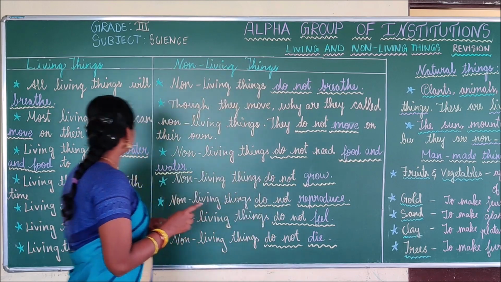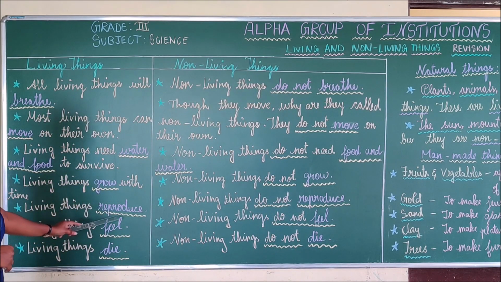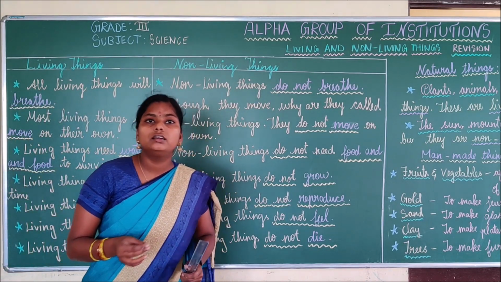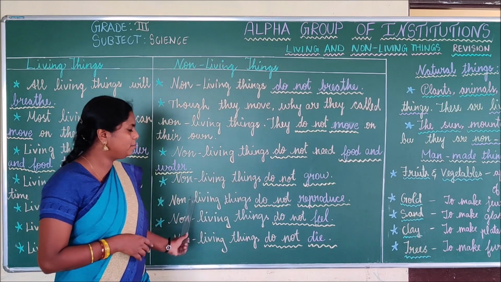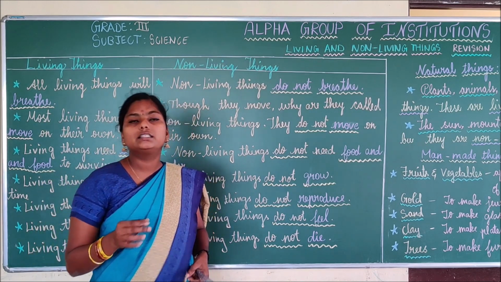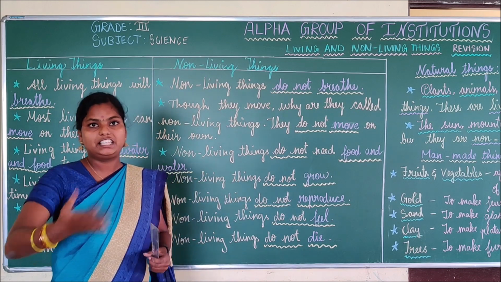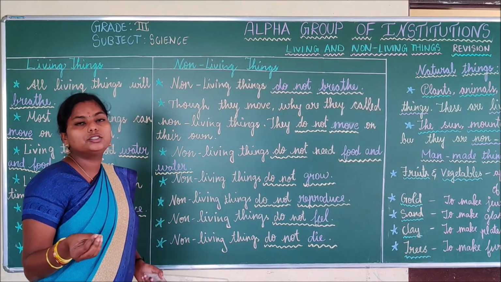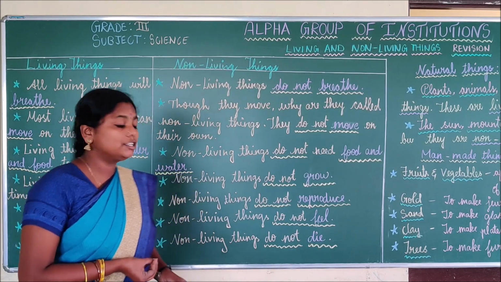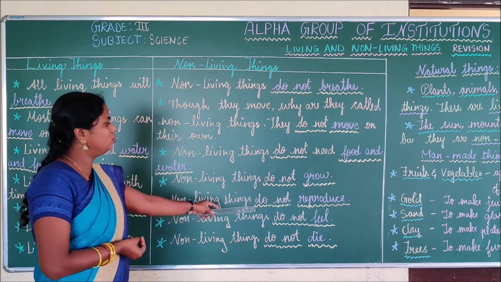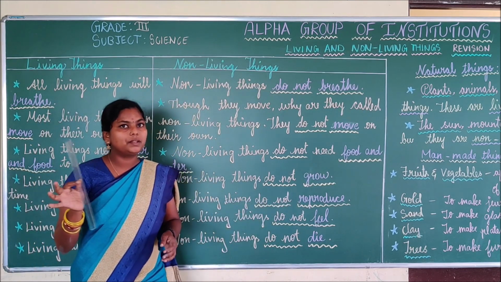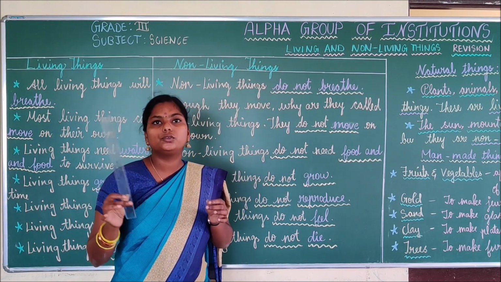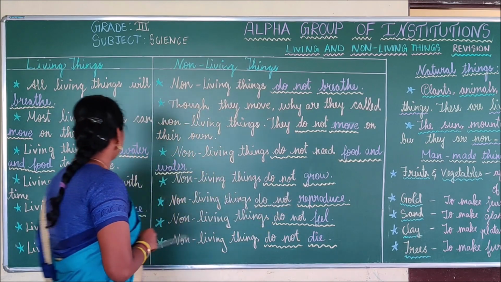Is it clear, students? The next one, living things reproduce. We already said a dog will give birth to a young puppy, a cat will give birth to a young kitten, a human being will give birth to little babies, and a small plant will give birth to small saplings. Is it clear, students? Non-living things do not reproduce. The same example I am going to give you: this scale is not going to give a little scale, it will not reproduce a little scale.